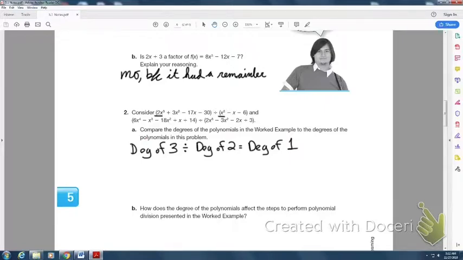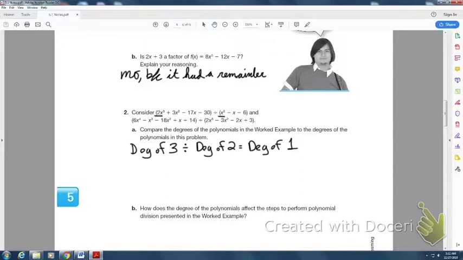Alright, so Coop, if I divide a degree of 4 by a degree of 3, my quotient needs to have a degree of what? 1. Cameron, if I divide a degree of 6 by a degree of 2, my quotient needs to have a degree of what? 3. 6 by 2. So subtract them, don't divide them. 4. Okay.